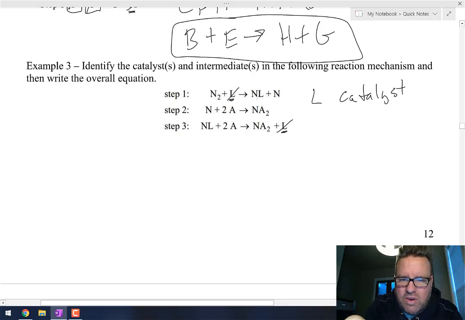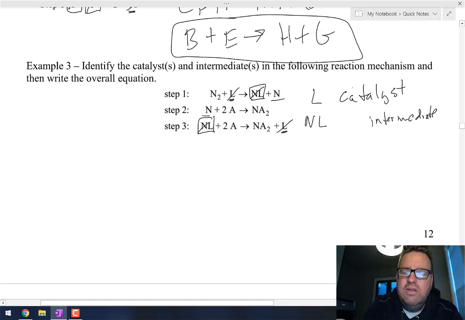Then I just go to NL. So NL is here. It gets produced and then it's made again. So NL, and maybe others, is an intermediate, so it's going to cancel. And then let's see, we've got N and N. Again, product and then reactant. So N is an intermediate.